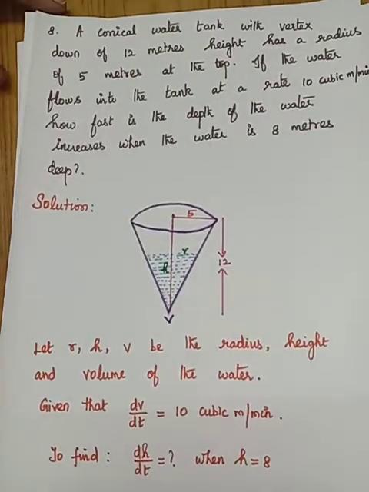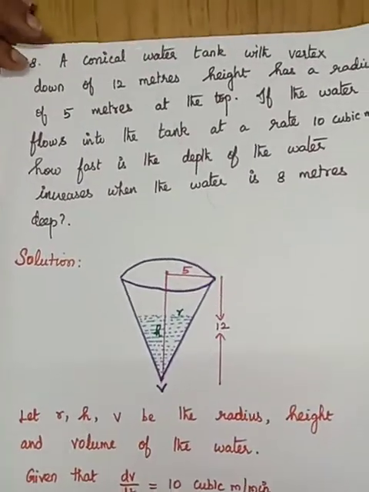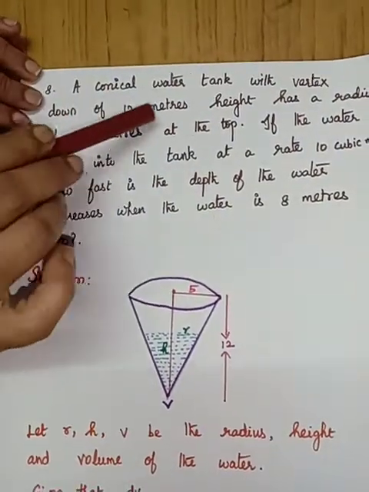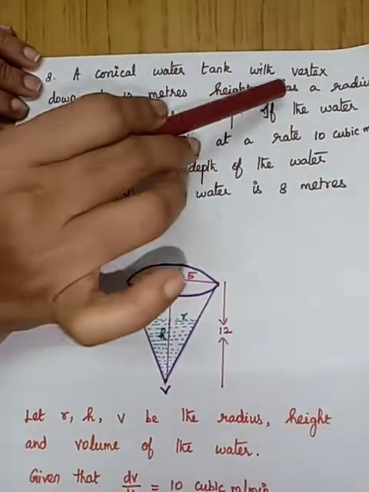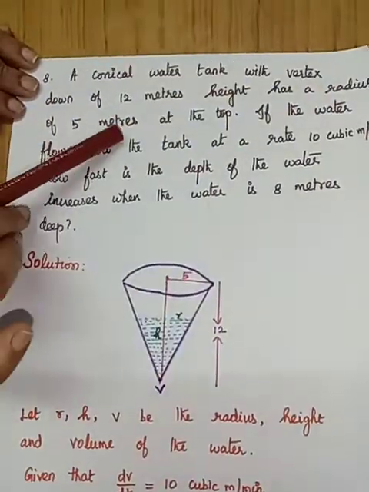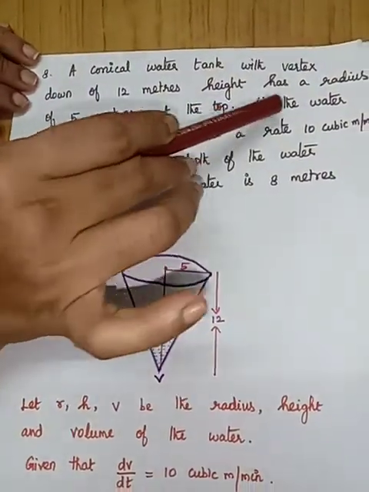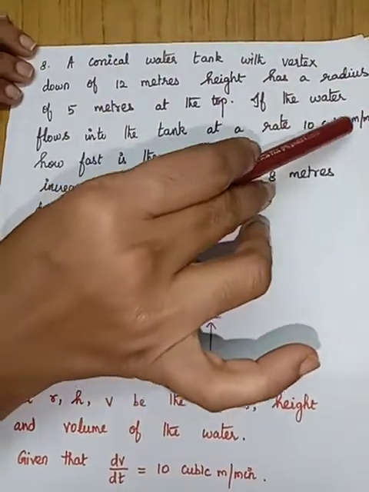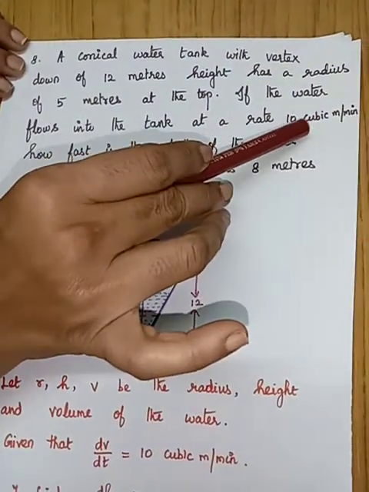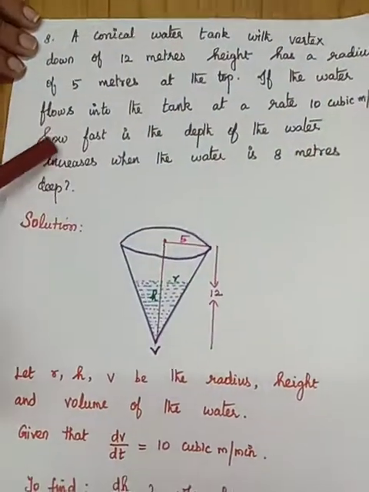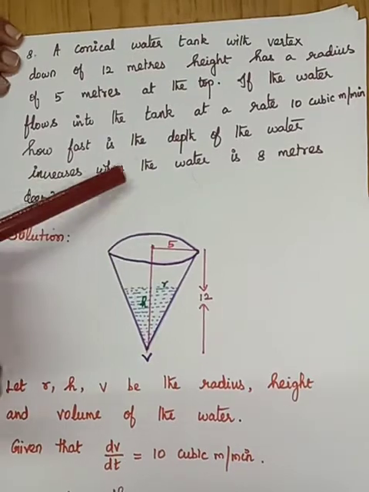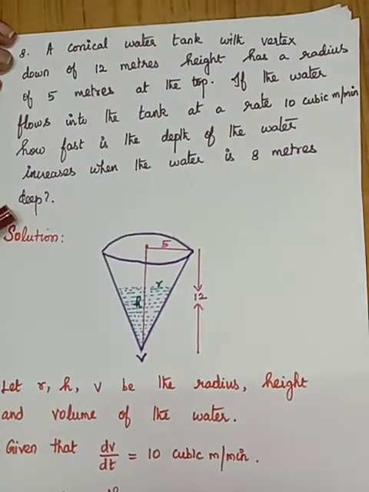8th problem. A conical water tank with vertex down of 12 meters height has a radius of 5 meters at the top. If the water flows into the tank at a rate 10 cubic meter per minute, how fast is the depth of the water increases when the water is 8 meters deep?